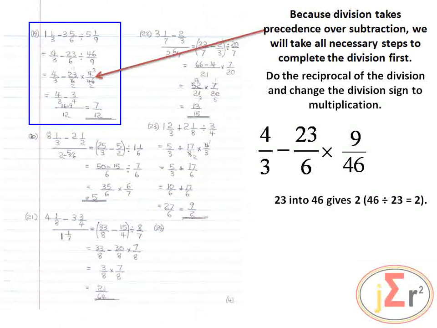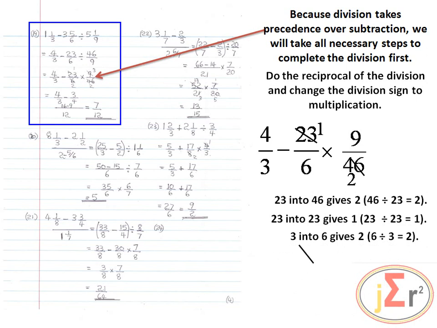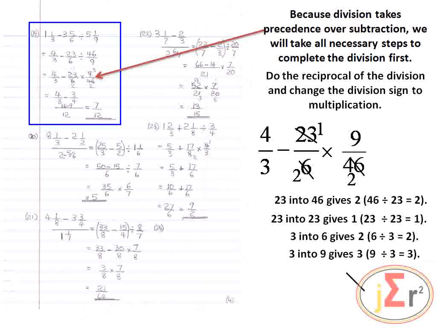And this operation takes precedence over the subtraction, so we are completing it first. We are making use of a common factor of 23. So reduce by a common factor of 23. 23 into 46 is 2, and 23 into 23 is 1. Also, we have common factors of 3. So 3 into 6 is 2, and 3 into 9 is 3.